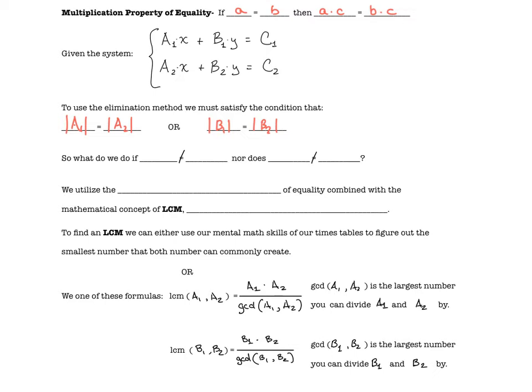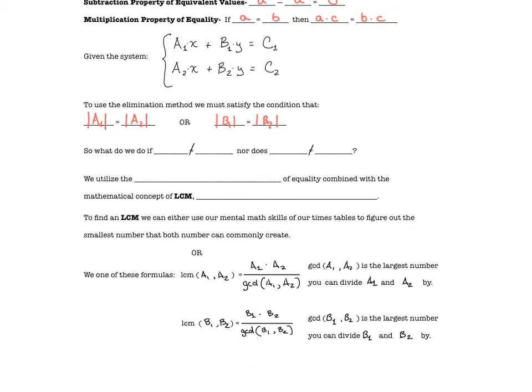So what do we do if A1 does not equal A2, nor does B1 equal B2? All right. So in this case, again, we utilize the multiplication property of equality. The mathematical concept we combine this with is LCM, which is least common multiple.